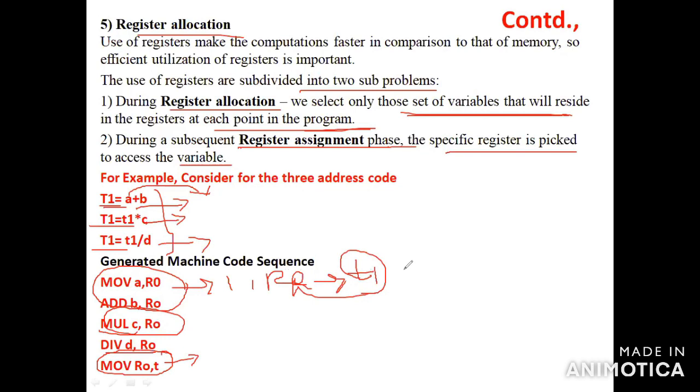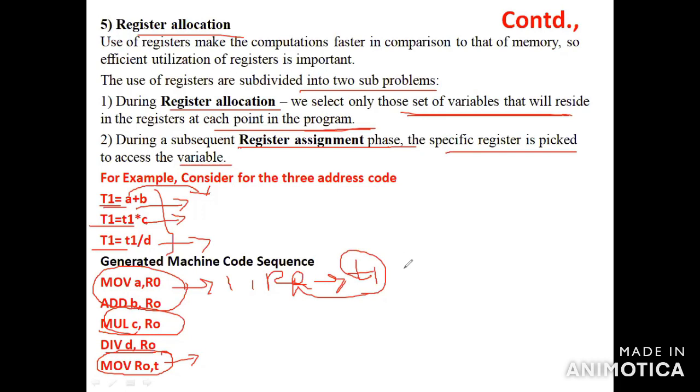So based on the registers, you have to select only the set of variables to use. Based on that set of variables, you assign for the three address code. After that, you assign the specific register to pick up to access the variable for the given statements. This is for the fifth issue.